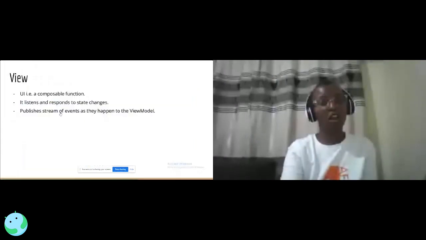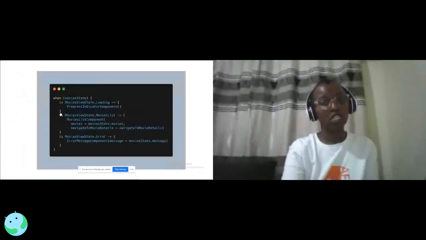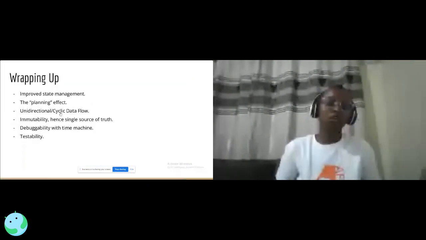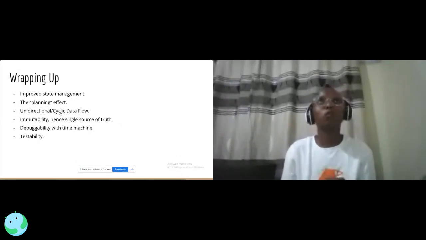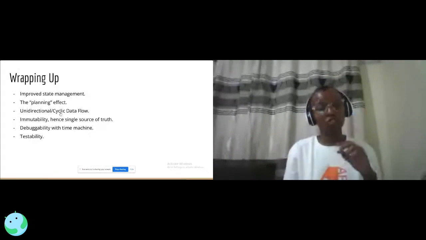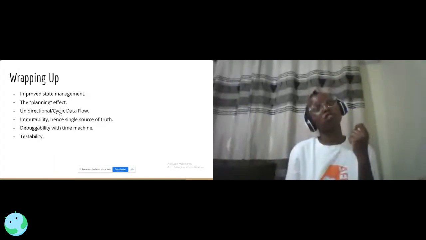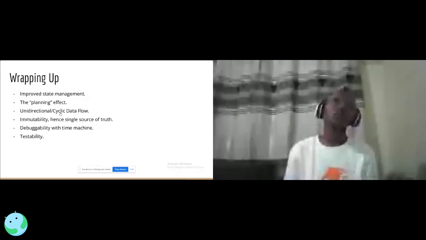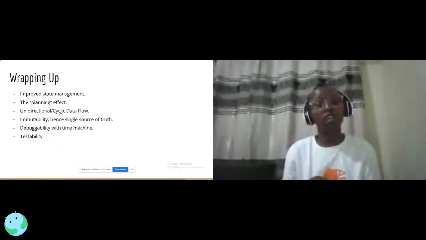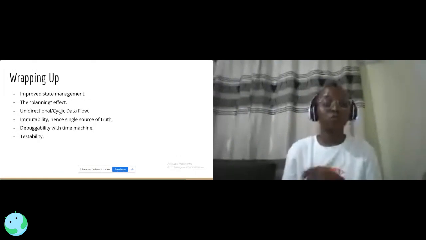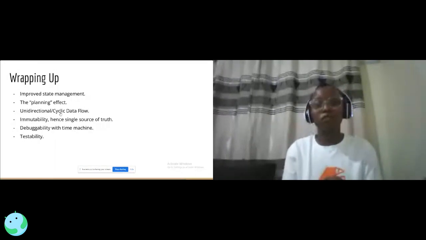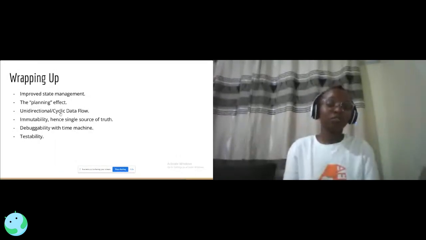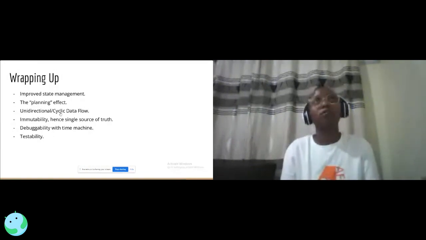Then we have immutability. Our models are immutable, so an intent does not update a model. The reduce function should create a new state based on the previous state and the action taken. That makes our model a single source of truth, which means fewer state-related bugs, and debugging becomes easier.